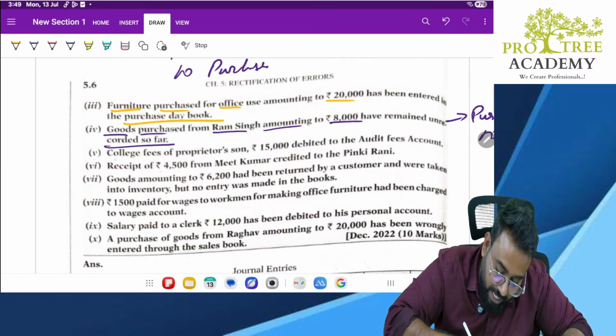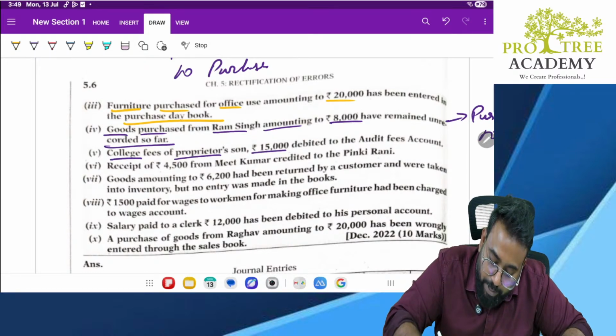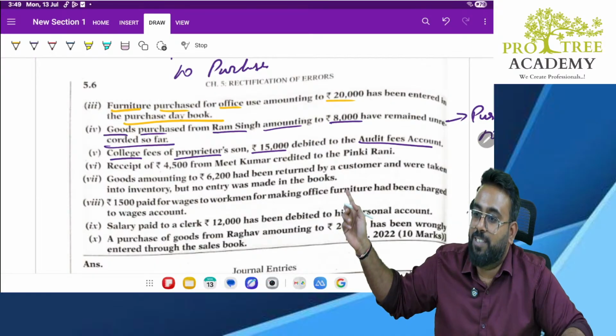Next, college fees of proprietor's son 15,000 debited to audit fee. See how much of cheating they are doing.